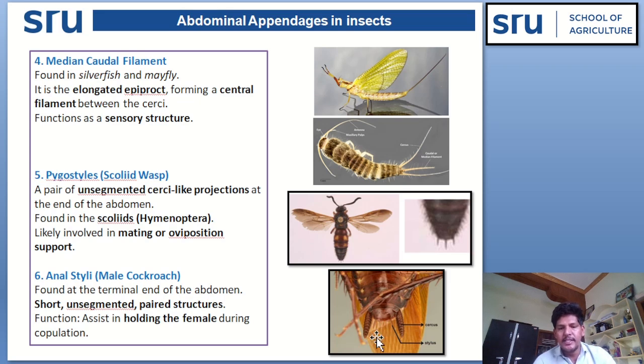Next appendage is the anal styli. They are there in male cockroach only. They are found at the end of the abdomen. These are short, unsegmented, paired structures that help in holding the female during copulation.